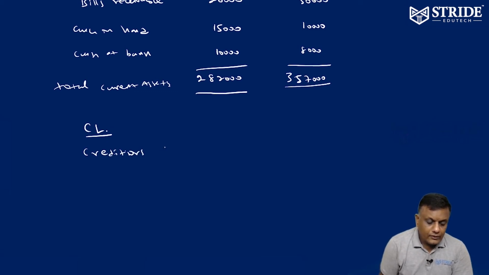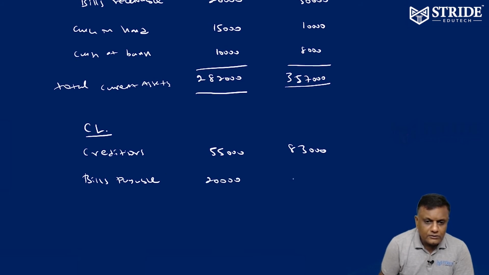So creditor opening 55,000. Creditor closing 83,000. Bills payable, current liability. Bills payable opening 20,000. Closing 60,000. Payable reduced, which means we paid something.